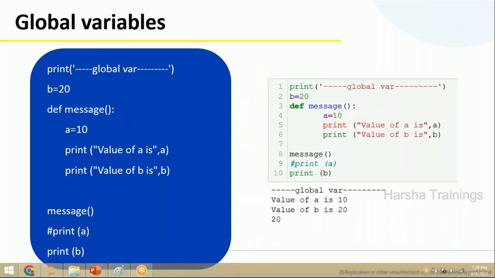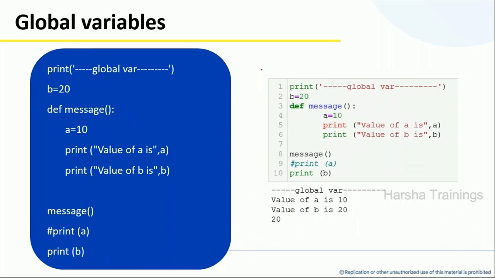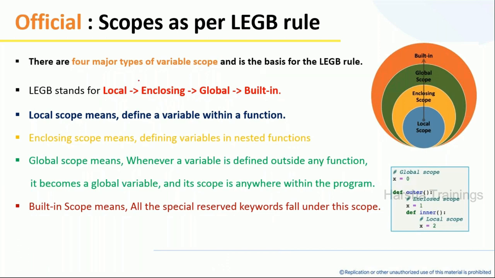And this is the most important topic. But officially, Python supports 4 different scopes. Officially speaking, there are 4 major scopes. They are called the LEGB rule. L stands for local, G stands for global. We have already discussed these two.